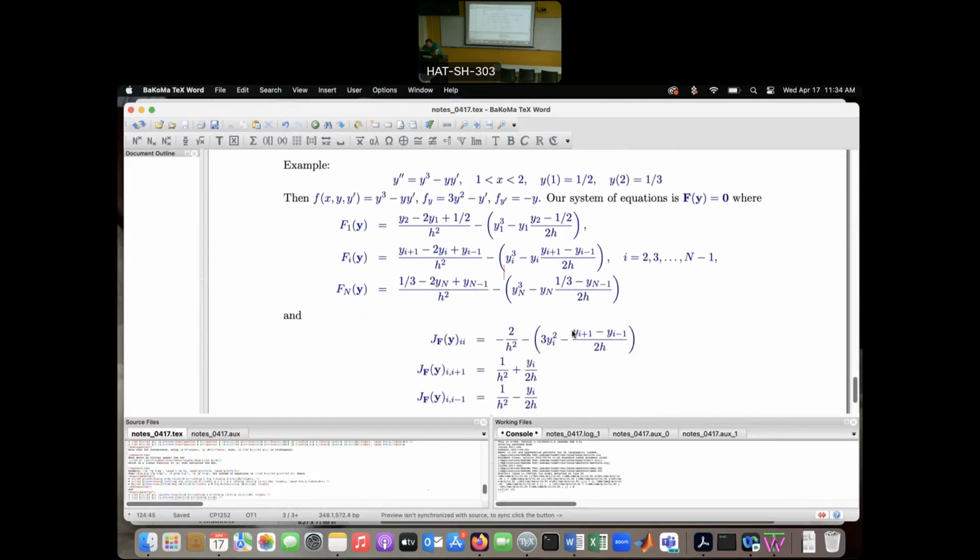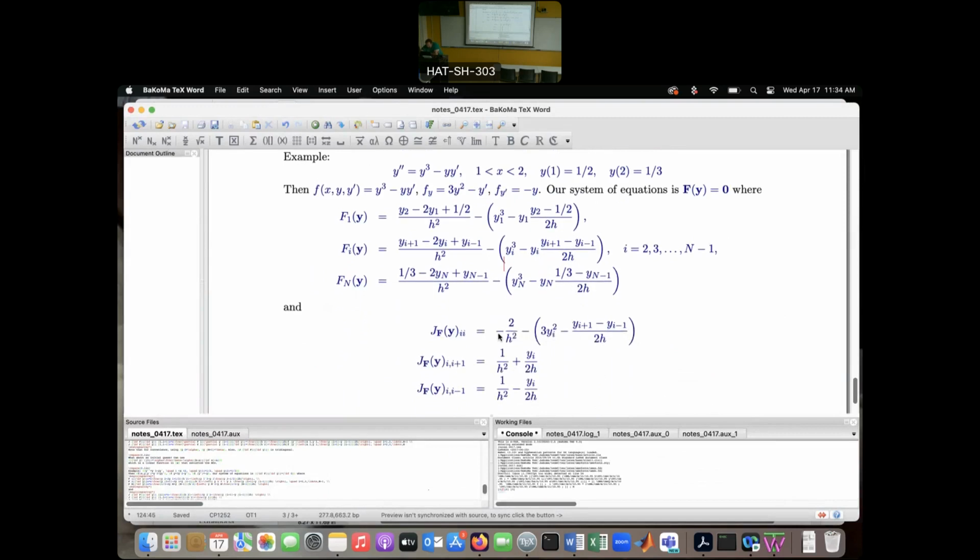Okay. And then for the Jacobian matrix, using the formulas from above, the matrix has a fairly simple form. For the second derivative part, we just have an ordinary center difference. And then here we have a center difference for the first derivative. And then we have the derivative of f with respect to y filled in here. That's the 3y squared minus y prime.